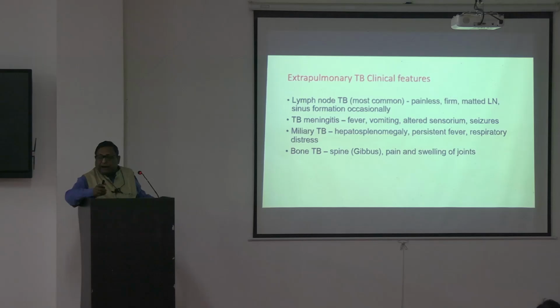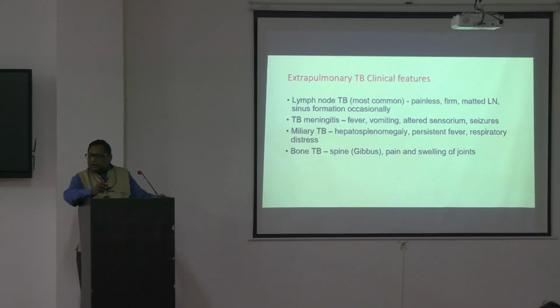Endobronchial tuberculosis may have wheeze, cyanosis, severe respiratory distress. Then the patient will come with wheeze, and we may think of asthma. So if asthma doesn't respond to the usual drugs, we should always keep in mind whether it is endobronchial tuberculosis. It may lead to bronchiectasis. So many things may happen in endobronchial tuberculosis.